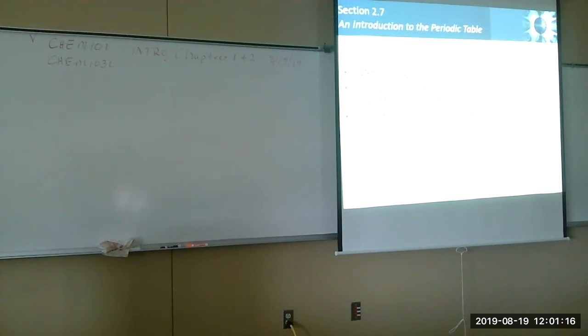First of all, major division, metals versus nonmetals. See this red line right here? Probably should go like this. Non-metals on this side, metals on that side. So most of the elements of the periodic table are metals.